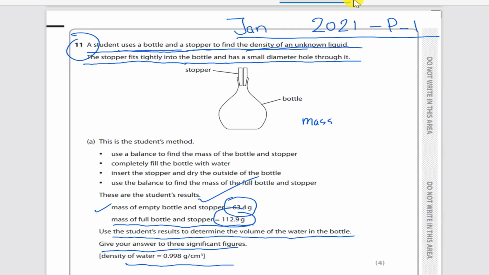Mass of water equals 112.9 gram minus 63.4 gram. So the answer is 49.5 gram.